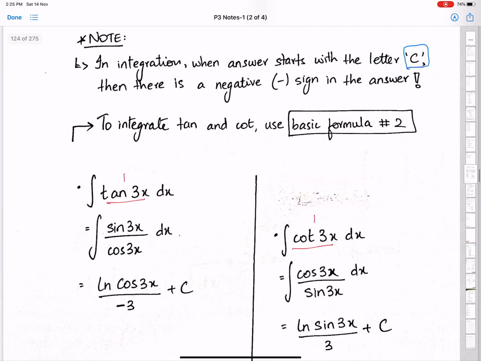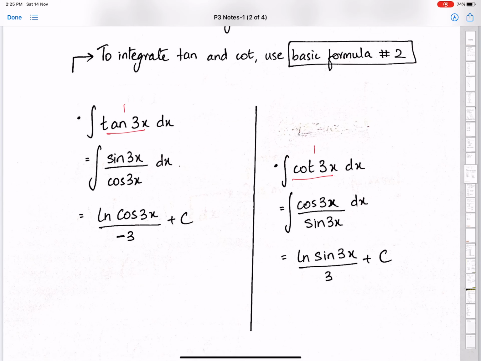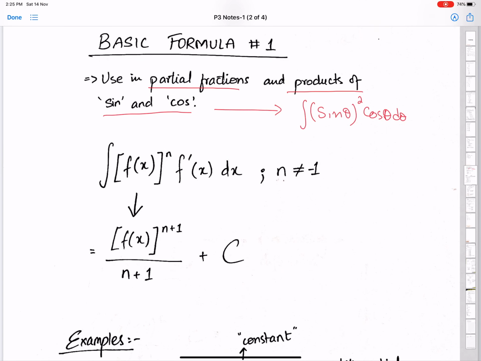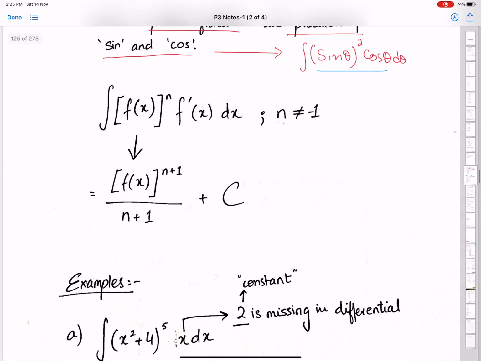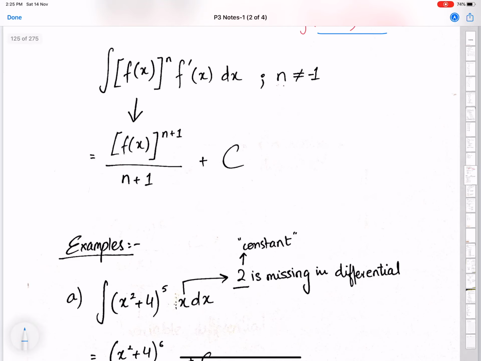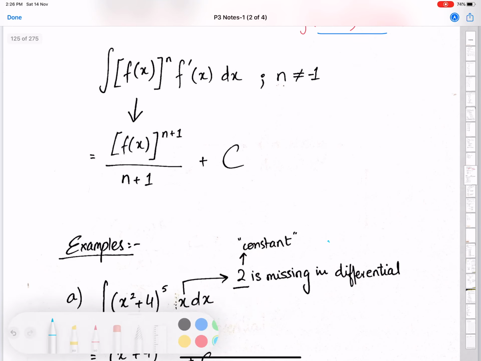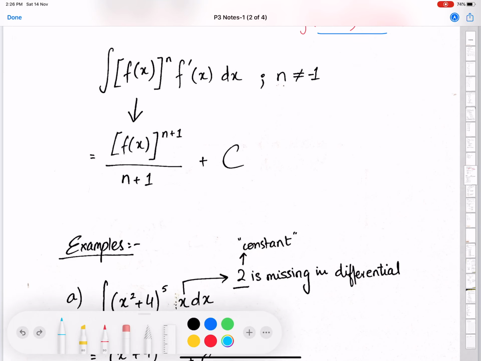I will discuss the integration of these two functions, tan 3x and cot 3x, after explaining basic formula number 2, because these two integrations are based on this formula. Now, basic formula number 1. We use this formula in partial fractions and products of sine and cos. And the formula is, let me change the color of the pencil. This is basic formula number 1.